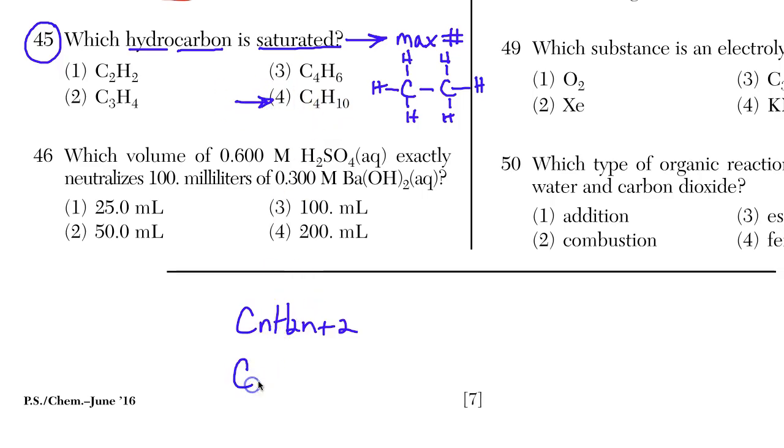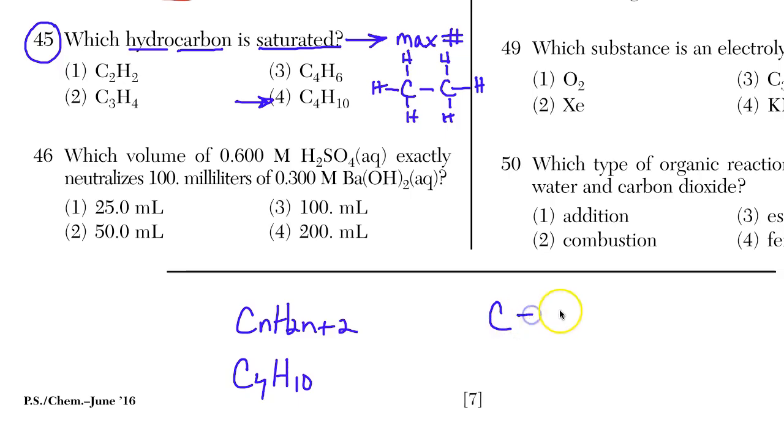If I have 4 carbons, then I'm going to have 2 times that number, 2, and it's 8 plus 2, that gives me 10. So this is your answer. There's no other choice that fits that formula for an alkane. And you can draw it too.